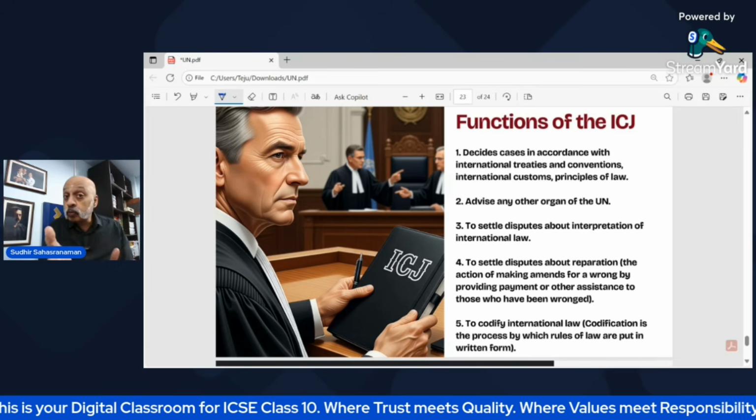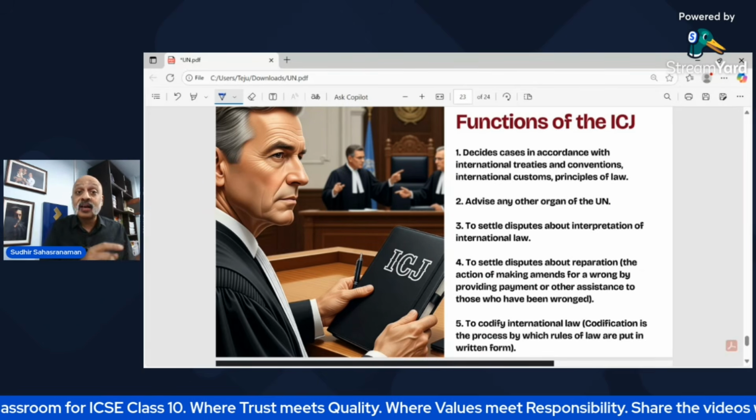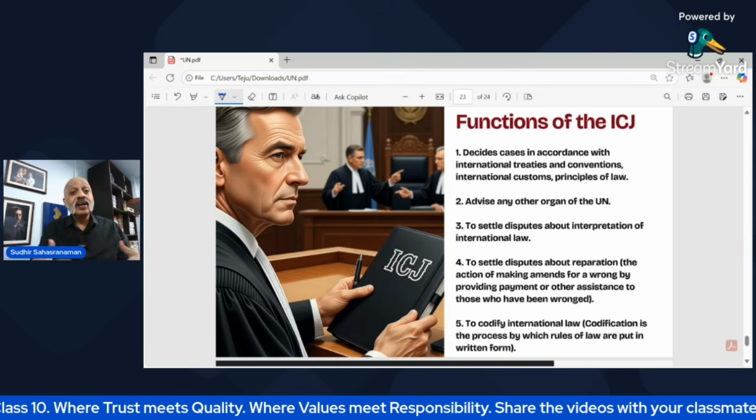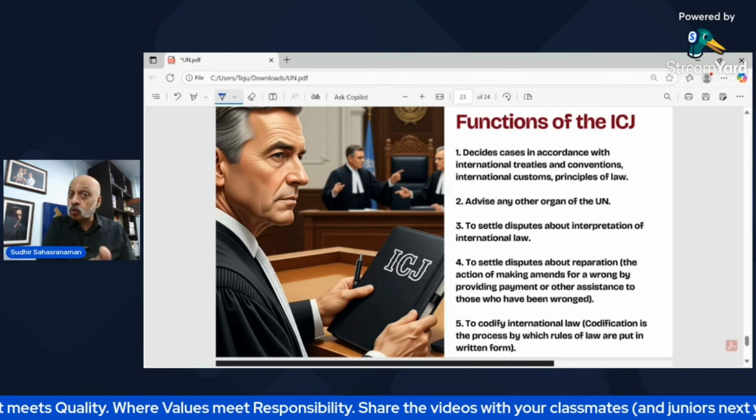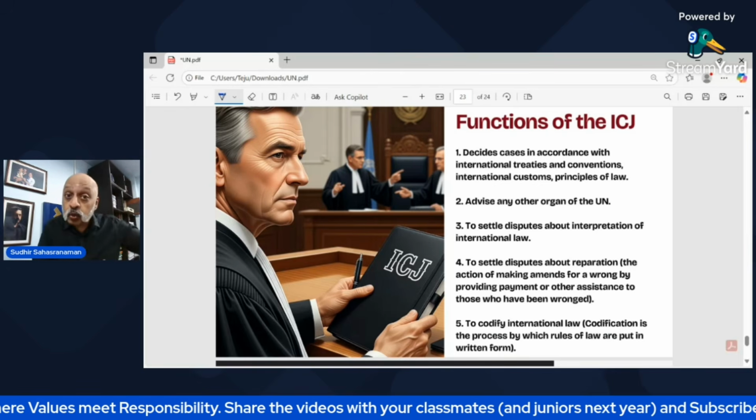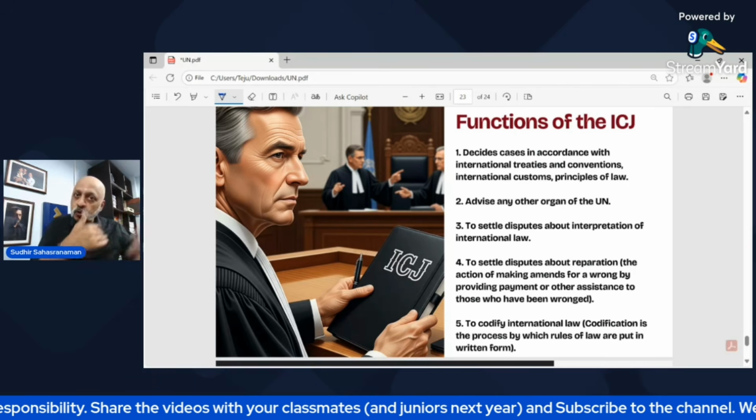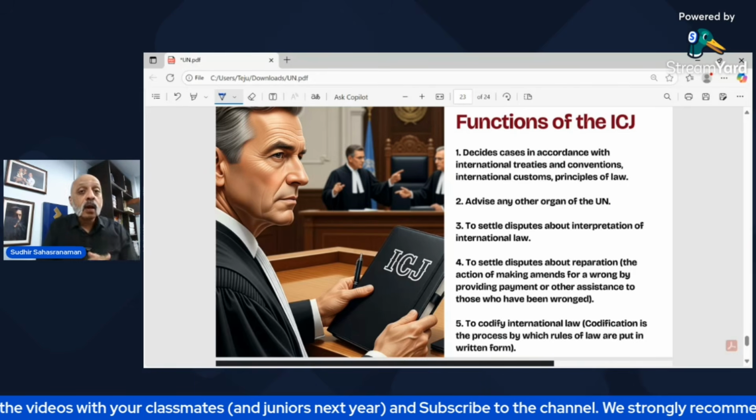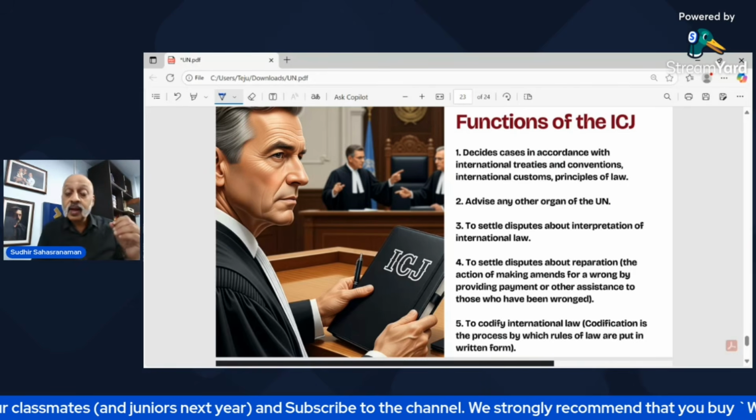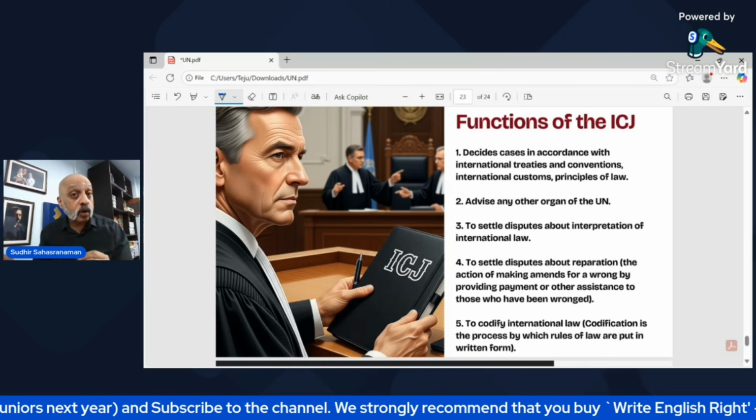It could be like that Kulbhushan Jadhav, the person who Pakistan claimed was an Indian spy, and India said he was just another citizen who was arrested by Pakistan. That went to the International Court of Justice, where both India and Pakistan will present their case before the International Court of Justice. They will also advise any other organ of the United Nations.